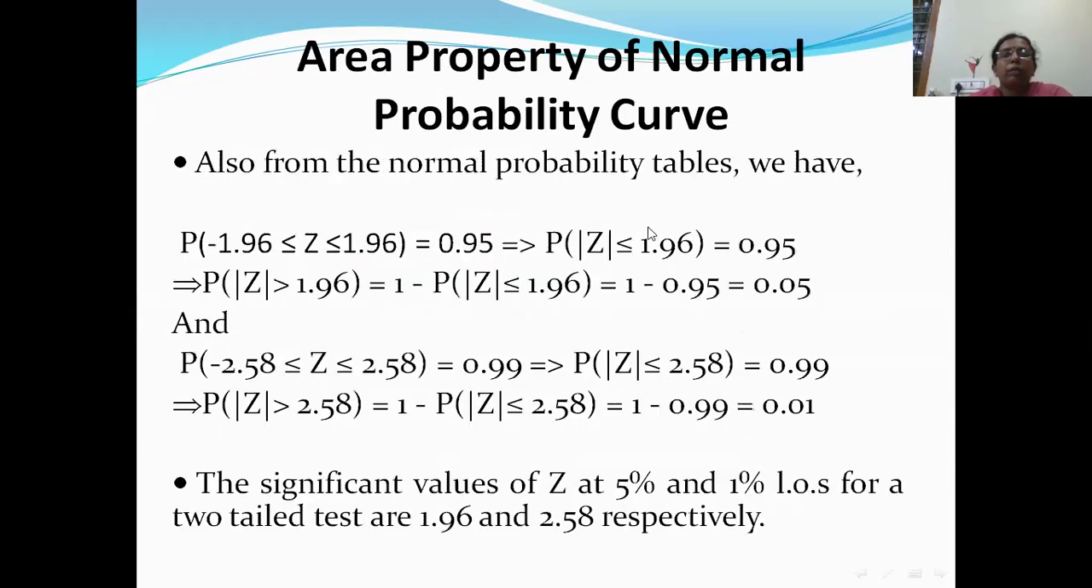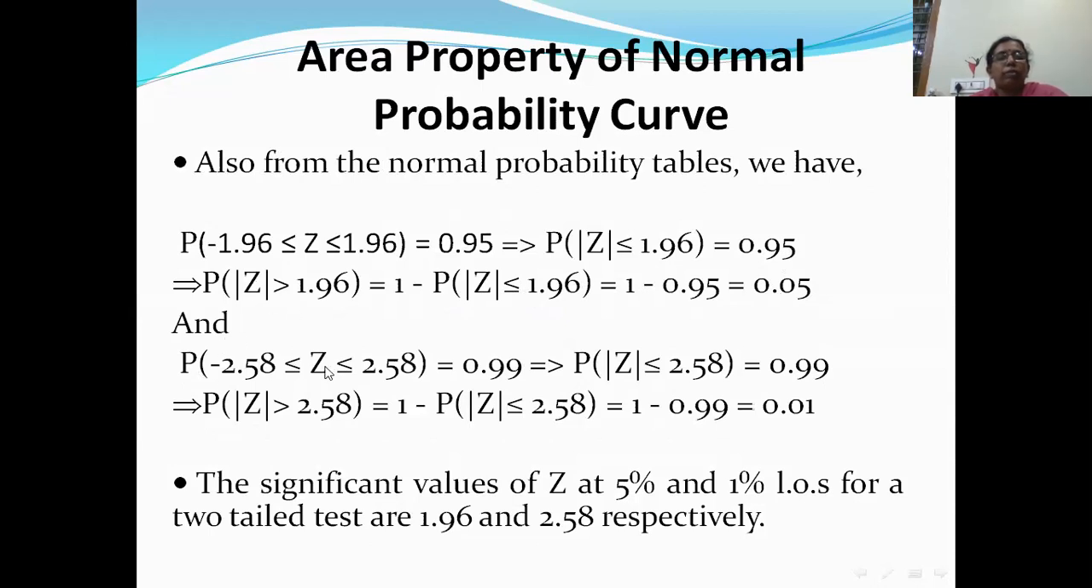Also from normal tables, the probability of -1.96 less than z, z less than 1.96 is 0.95, that is 95%. So the probability of mod z less than 1.96 is 0.95. The probability of mod z greater than 1.96, meaning lying outside that region, is 1 minus the probability of mod z less than or equal to 1.96, which is 1 minus 0.95 equal to 0.05. So 5% of the values lie outside 1.96.